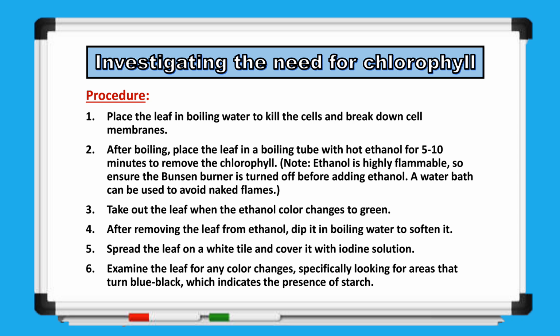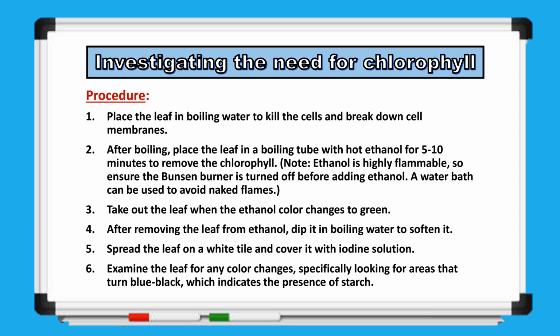First, we begin by placing the leaf in boiling water. This step kills the cells and helps break down the cell membranes, making it easier for the chemicals to work on the leaf. Next, we transfer the leaf into a boiling tube containing hot ethanol. This is done for about 5 to 10 minutes and is meant to remove the chlorophyll from the leaf. Since ethanol is highly flammable, it's important to switch off the Bunsen burner before this step. Instead of direct heating, we usually place the boiling tube in a hot water bath to safely heat the ethanol.